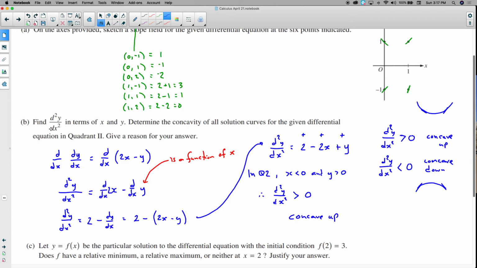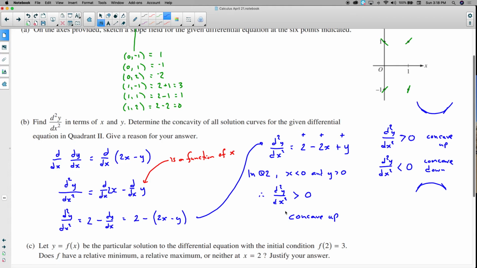Find the second derivative in terms of x and y. Check, check, it's right there. Determine the concavity of all the solutions in quadrant number 2. They're all concave up. Okay, so I got that one. And give reason for your answer. This is my rationale. And I think all of the work shown here is sufficient.